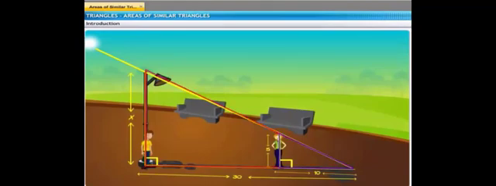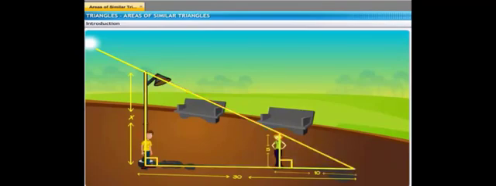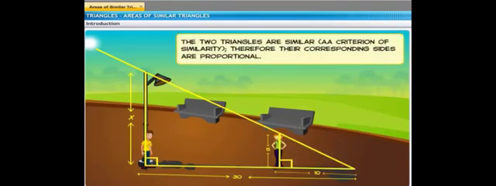In the two triangles, we have two pairs of corresponding angles equal. Hence, by the AA criterion of similarity, the triangles are similar. Recall that the sides of similar triangles are proportional.